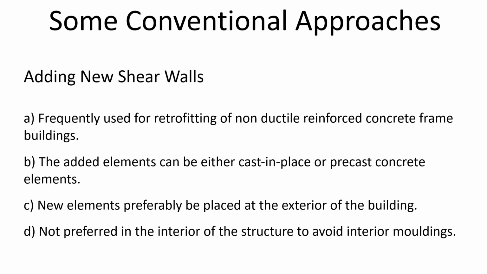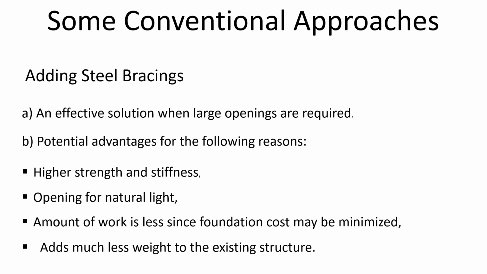Some conventional approaches. Adding new shear walls is frequently used for retrofitting of non-ductile reinforced concrete frame buildings. The added elements can be either cast in place or precast concrete elements. New elements are preferably placed at the exterior of the building, not in the interior of the structure, to avoid interior mouldings.